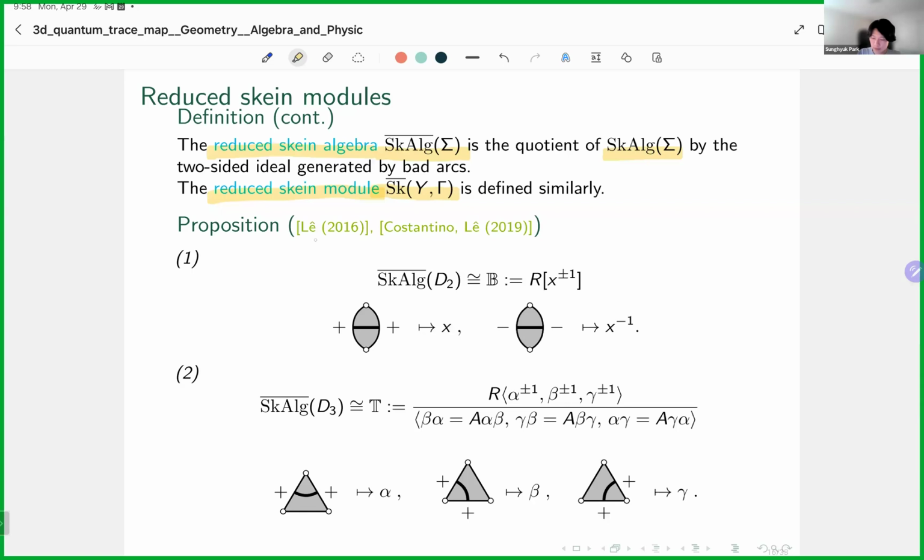Here's a proposition which says that the reduced skein algebras of a bigon and a triangle have particularly simple structure. So the reduced skein algebra of a bigon is nothing but a Laurent polynomial ring in one variable, say x, where the stated skein like this is mapped to x, and stated skeins with minus signs get mapped to x inverse. The ones with either plus minus or minus plus are all killed because those are bad arcs.